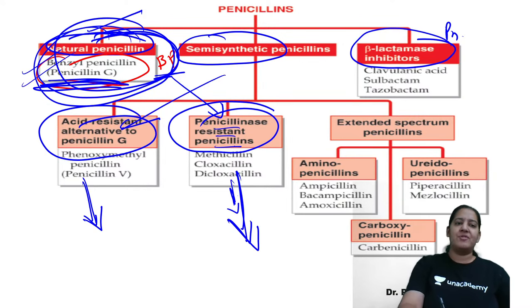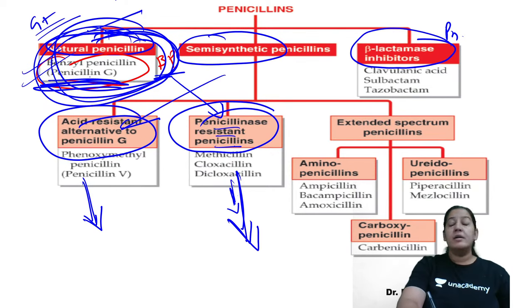The third problem in natural is that the spectrum is very narrow. Natural penicillin kills only a few gram positive bacteria. None of the gram-negative bacteria and anaerobes are killed by natural penicillin. So the spectrum is very, very narrow. Itne kam narrow spectrum ka kya karein?